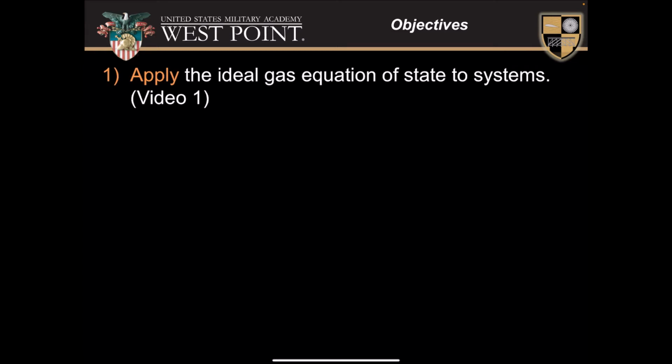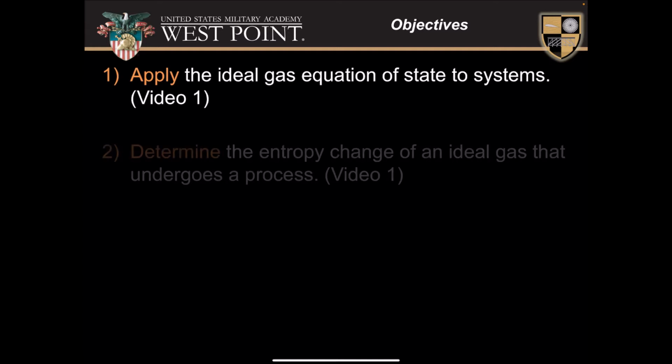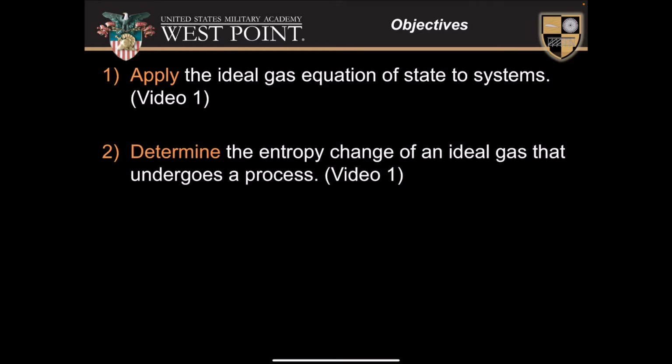Of course, we need our roadmap to success for today. So let's go over our lesson objectives. First, we're going to apply the ideal gas equation of state to systems. It'll be throughout the course of this first video. Second, we'll determine the entropy change of an ideal gas that undergoes a process. So that'll be our new concept that we'll develop and introduce that's different from what we talked about in MC311.